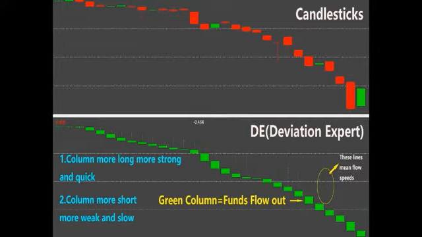And can you see these dotted lines here? When you see the dotted lines, what is the meaning of it? These lines mean the flow out speeds.